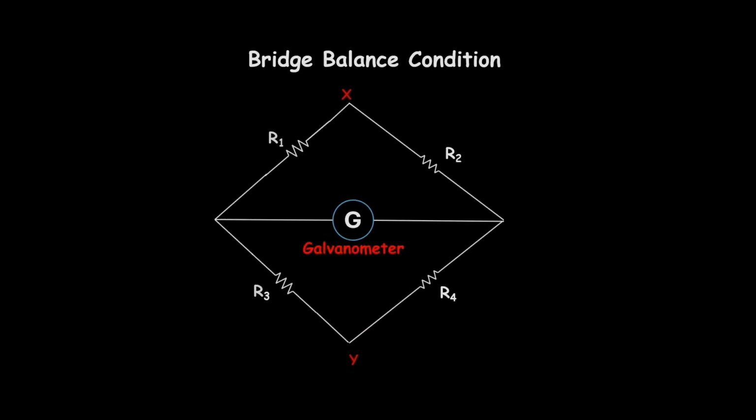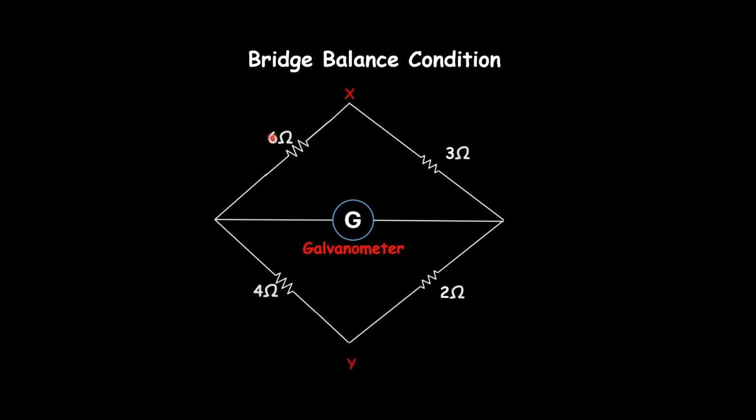Another concept is the Wheatstone bridge balance condition. There are a total of 4 resistances R1, R2, R3 and R4, and a galvanometer connected across the middle path. The condition for bridge balance is that R1 multiplied by R4 is equal to R2 multiplied by R3. That is, the product of opposite resistances must be equal. Then the current through the galvanometer is 0, that is, the galvanometer reads 0. The current through this branch is 0, so we can neglect this branch.